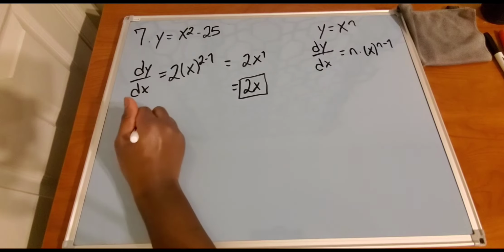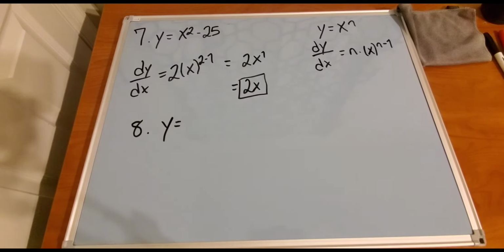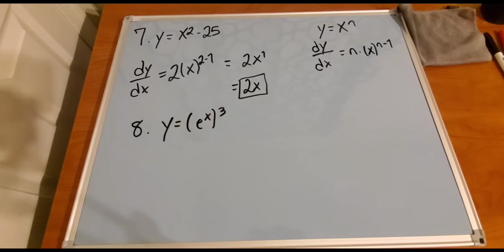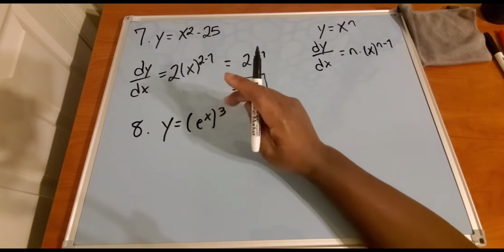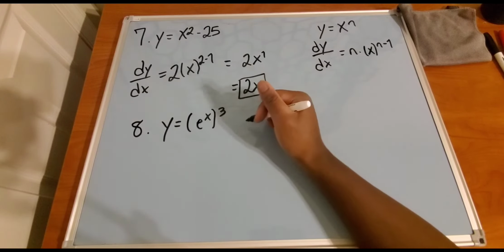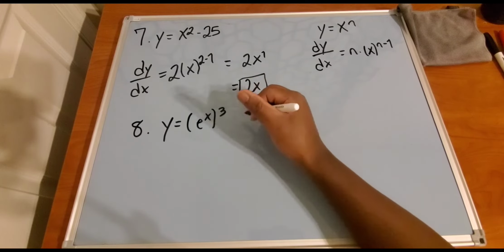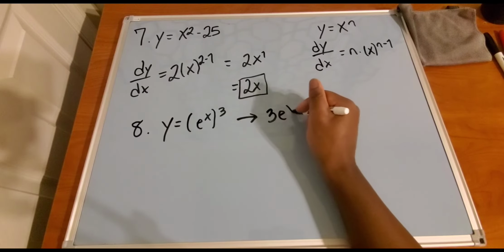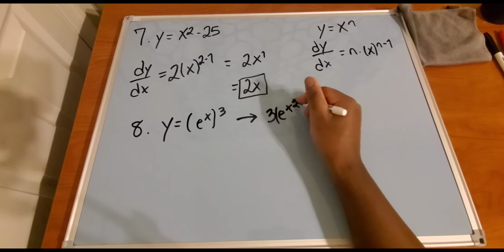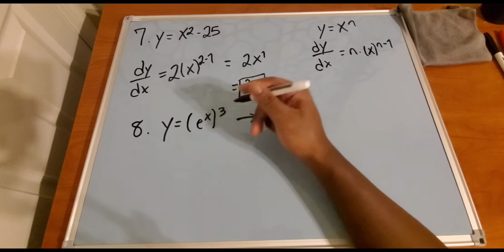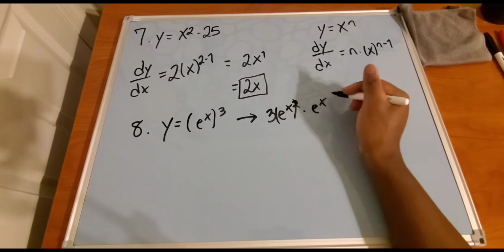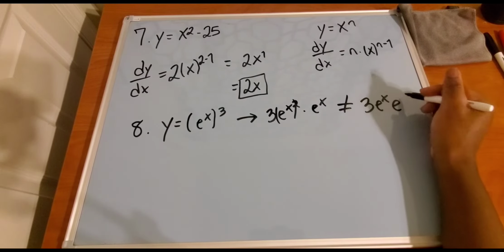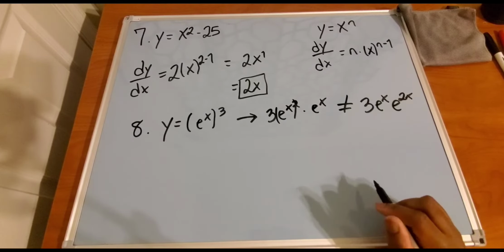For question number 8, we have y is equal to e to the x cubed. This isn't a chain rule because it's not a composite function. So you cannot use chain rule. If you try to use chain rule, and this is a common mistake, you would get 3 e to the x squared, which already doesn't really work because the derivative of e to the x is e to the x. It is not 3 e to the x times e to the 2x. That's not the answer to this one.